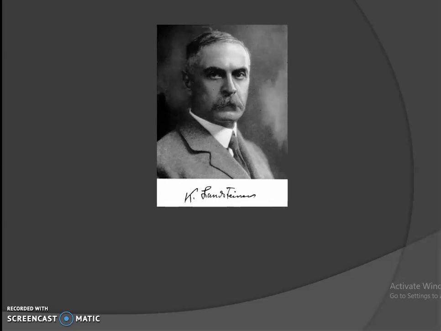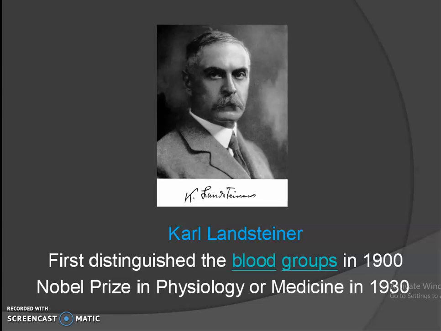In this slide, you can see the great scientist named Karl Landsteiner. He is from Austria. He first distinguished the blood groups in the year 1900. For this pioneering research work, he was awarded the Nobel Prize in Physiology or Medicine in the year 1930.